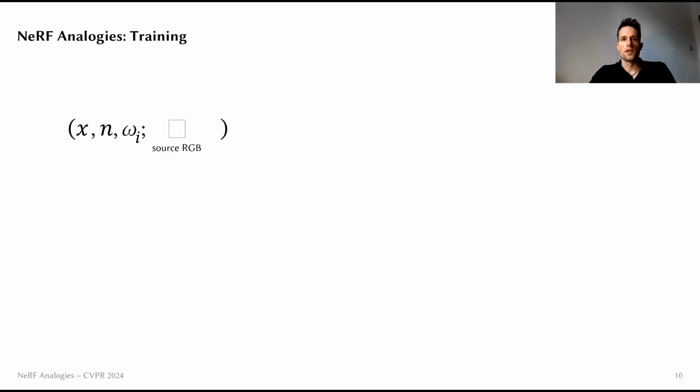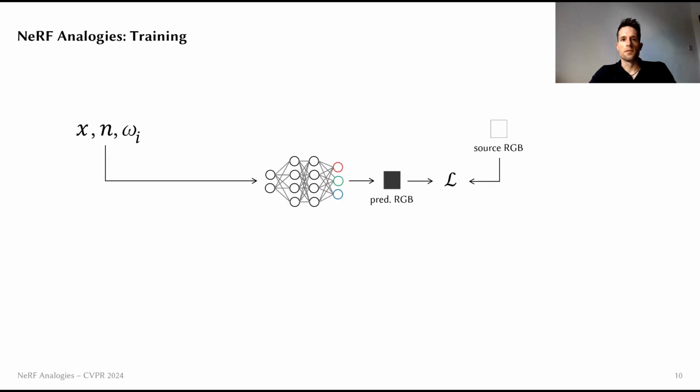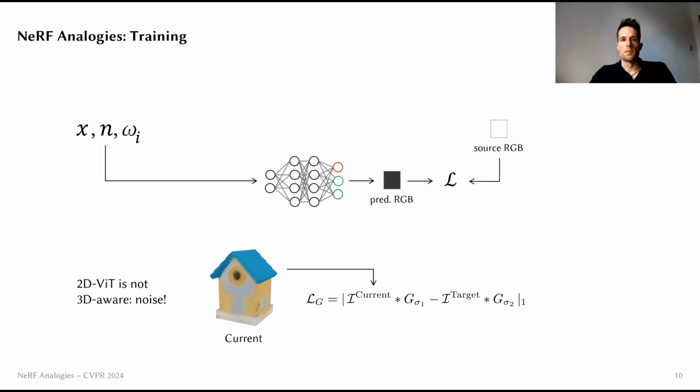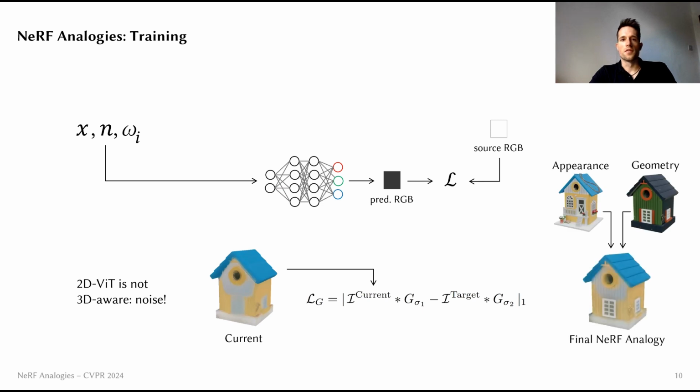With this training set, we can now train our NeRF analogy. We use the standard NeRF architecture and run a simple, fully supervised training. However, the correspondences we computed earlier can be noisy because DINO ViT is a 2D method that does not have 3D consistency. This results in blurry outputs, which we fix by adding an additional edge loss to the training in order to bring back high-frequency details of the target. This gives us a final NeRF analogy, which combines the source appearance with the target geometry in a multi-view consistent way.